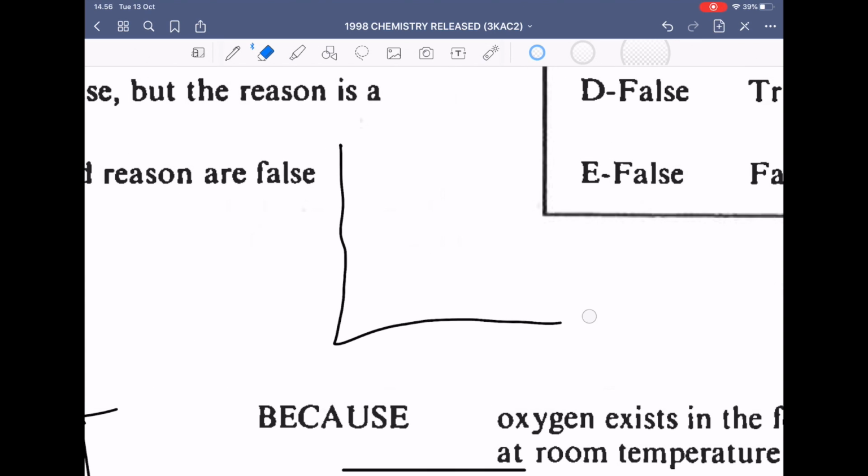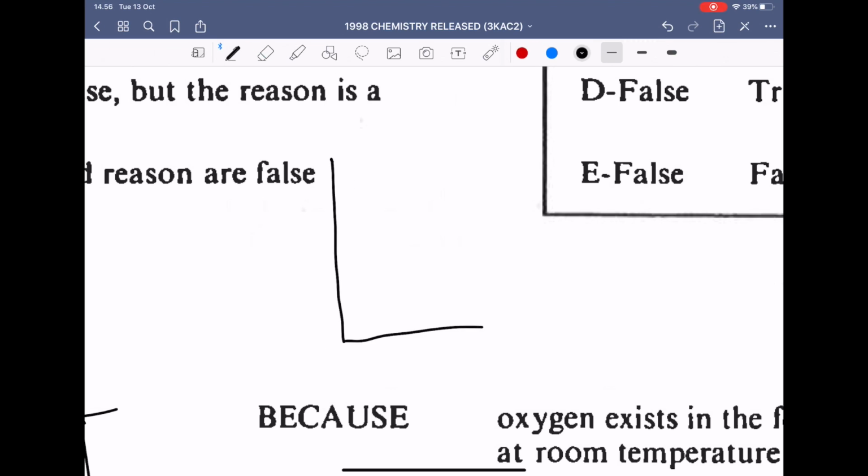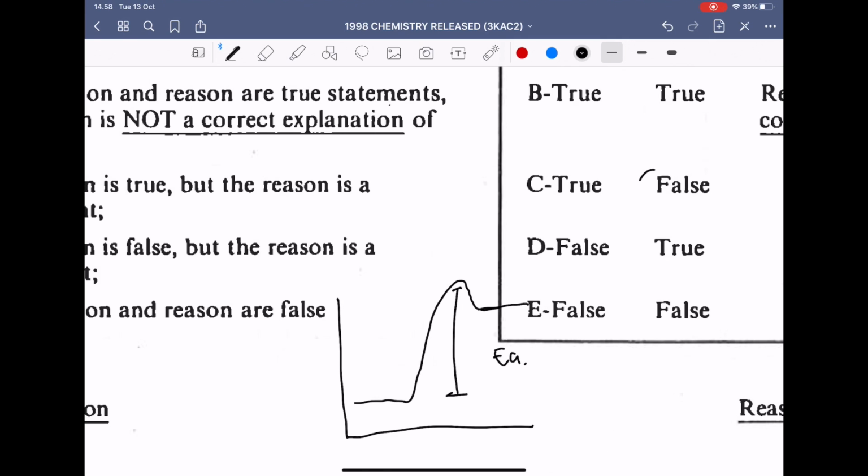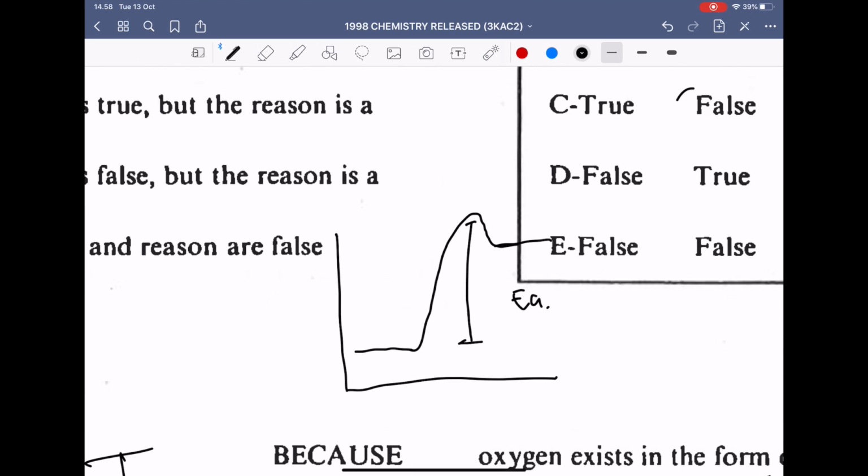So we're talking about an endothermic reaction. Endothermic reactions are reactions that require energy. So their activation energy is going to be significantly higher than their exothermic counterparts. And this is going to be the activation energy. For the endothermic reaction, the activation energy is significantly higher, as you can see in this diagram. In an exothermic reaction, the diagram kind of looks like this, and activation energy is tiny.